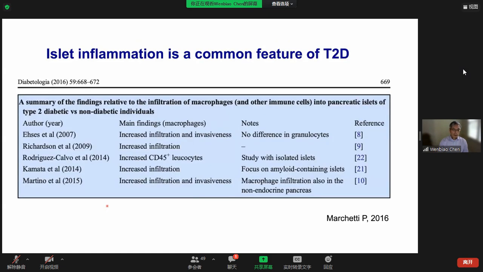So that brings me to just another detour on islet inflammation. Our data suggest there is islet inflammation in our model. And islet inflammation is a common feature of type 2 diabetes. It has been reported in multiple studies, both in human and in animal models, that there's an increase in macrophages. And you have probably also heard from Wenxian just last summer talking about islet inflammation.